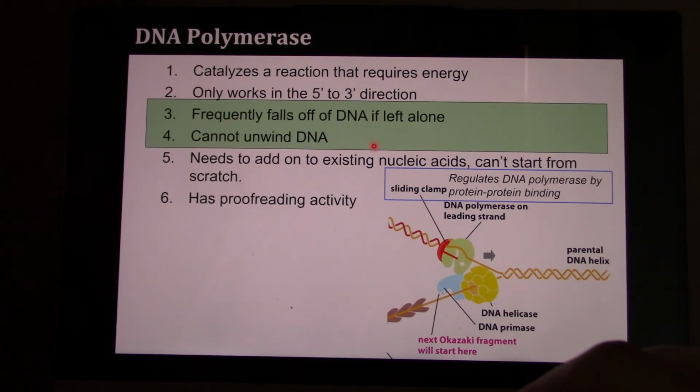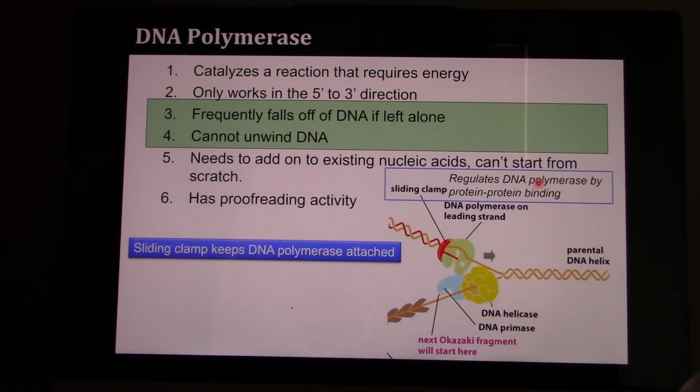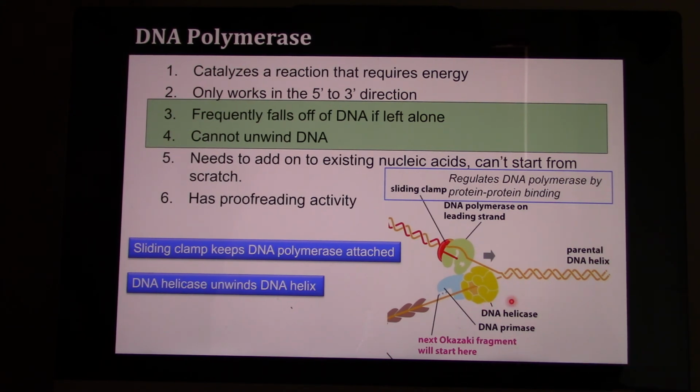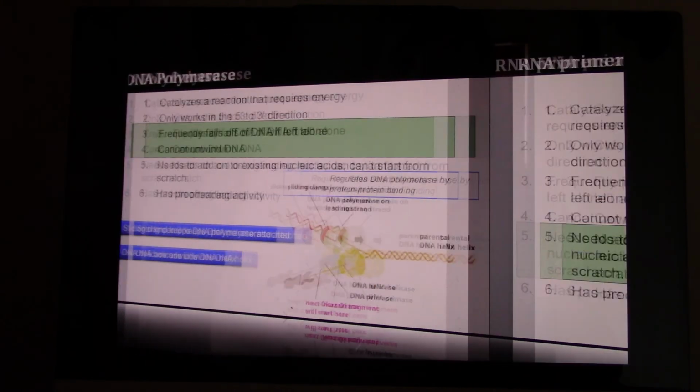The polymerase can frequently fall off of the DNA unless it has a sliding clamp on it. So a sliding clamp keeps the DNA polymerase attached. And what unwinds everything is something called a DNA helicase, shown in yellow in this diagram. Its job is to unwind, to break hydrogen bonds. Helicase stands for breaking hydrogen bonds.